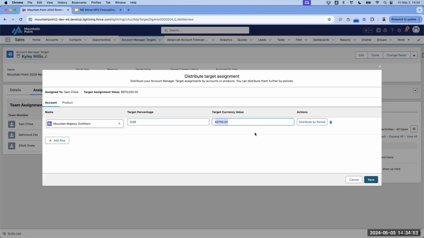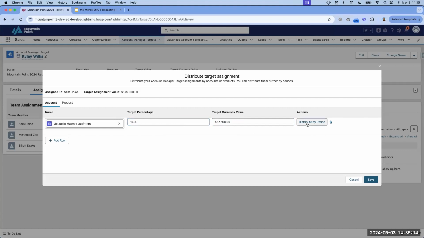So we don't have to worry about doing the math, or we can just type in the target currency, right? So we could say, okay, well, maybe only 20,000 of that is what he's responsible for. And you can see it automatically calculated that target percentage. So just another way to set goals based on the team's goal for your specific sales reps.